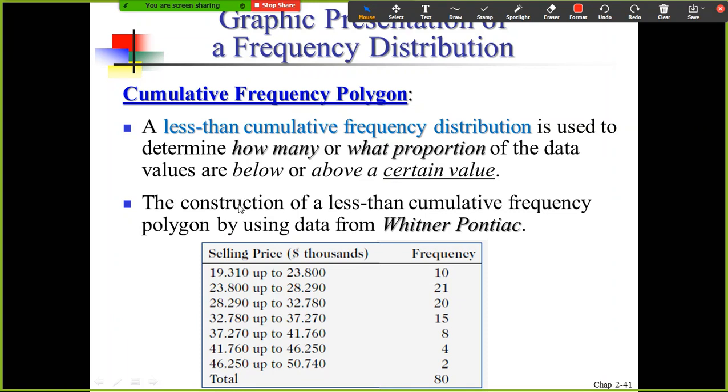Okay. The construction of a less than cumulative frequency polygon by using data from a frequency distribution table like this one. Okay, this is the selling price of the car, unit in $1,000. This is the number of cars sold, consistent with each price group.